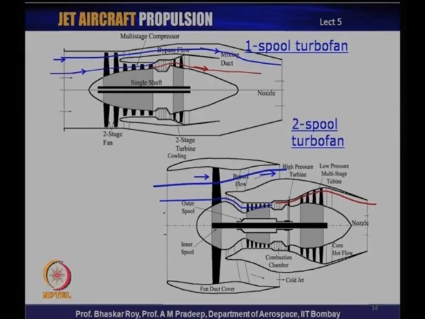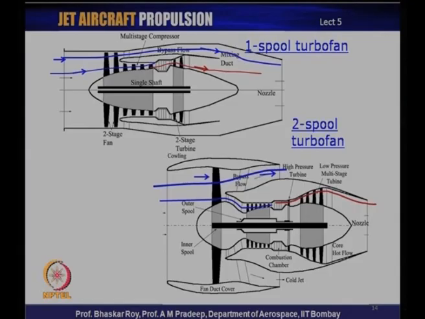So, that is the essence of a bypass turbofan engine, a high bypass turbofan engine, where cold thrust is produced in addition to the hot thrust, as a result of which a certain amount of benefit in terms of propulsive efficiency is obtained. So, this is a 2-spool high bypass turbofan engine. The first one was a single spool, which could have been 2-spool.